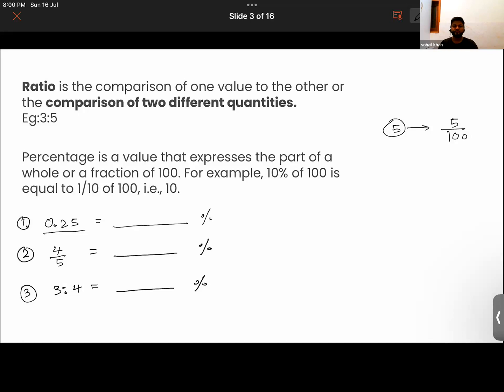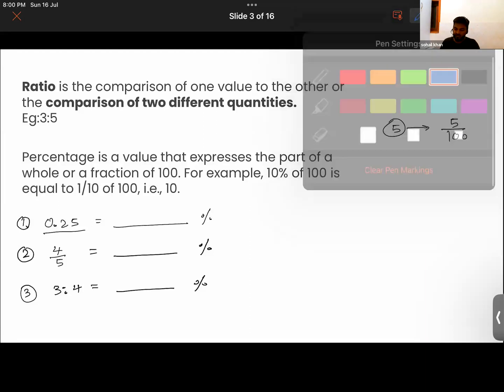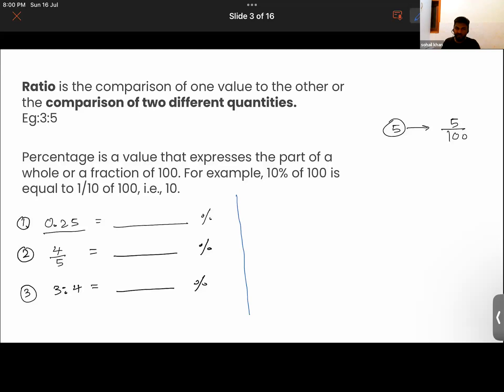Say it's 25 upon 10. Okay, let's check that. Ahmed, did you get your answer? No, sir. Look, if you remove this dot from over here, there are 2 more zeros going to come over here, no? Look over here.